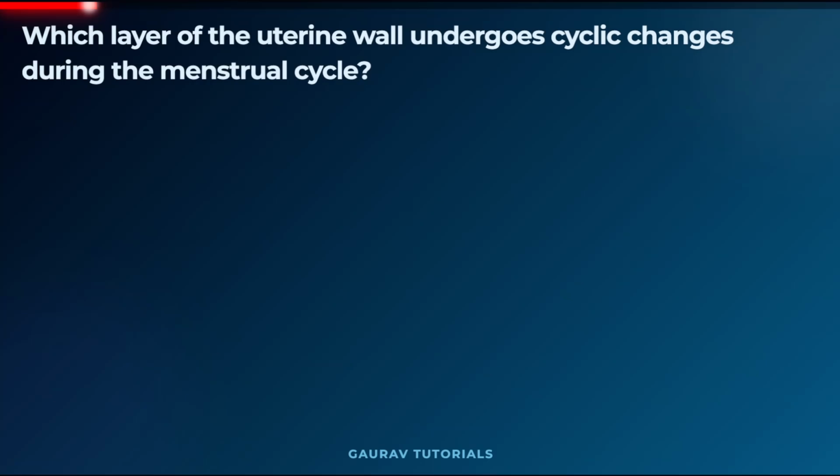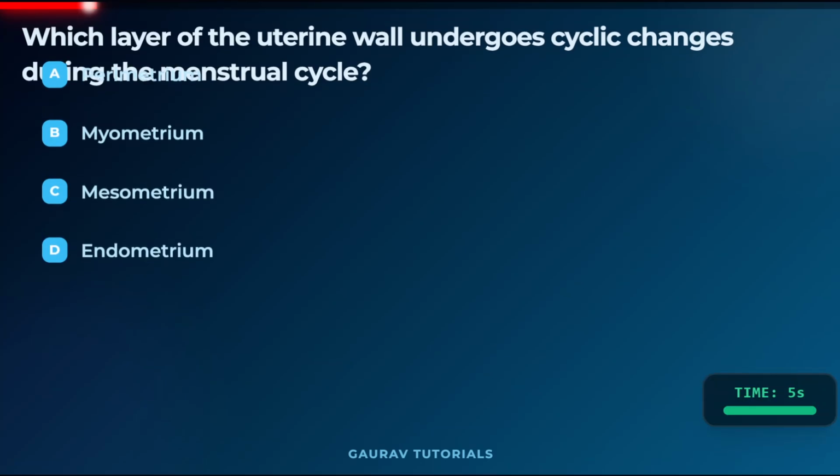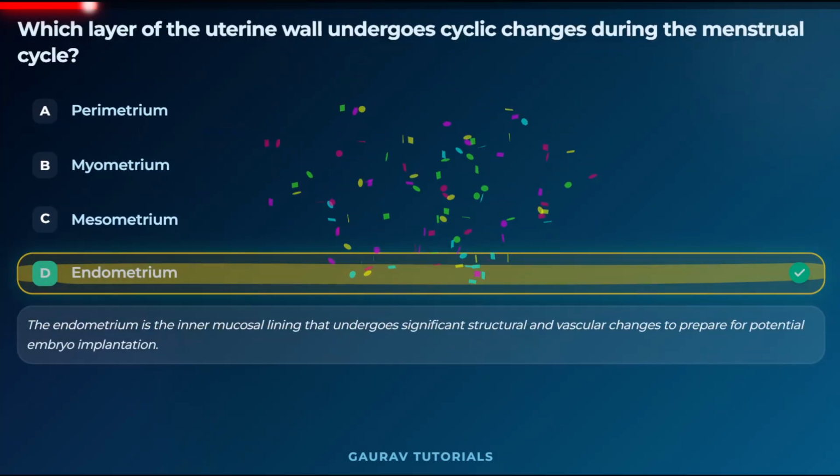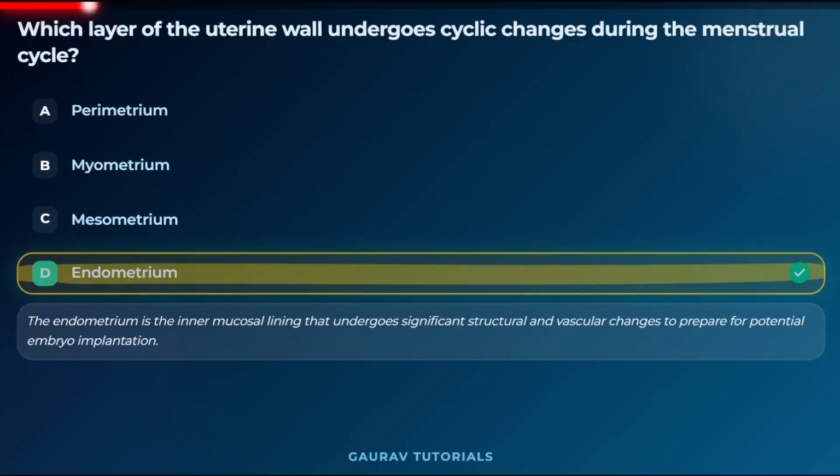Next question. Which layer of the uterine wall undergoes cyclic changes during the menstrual cycle? The options are... the correct answer is option D, endometrium. It's the inner mucosal lining that undergoes significant structural and vascular changes to prepare for potential embryo implantation.